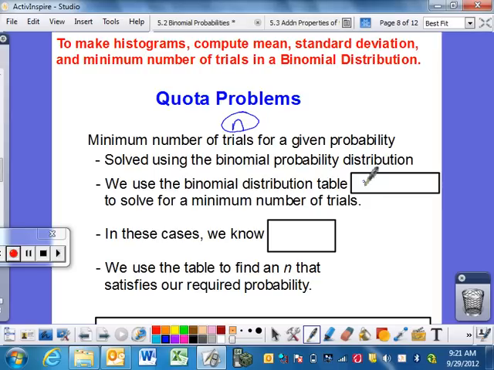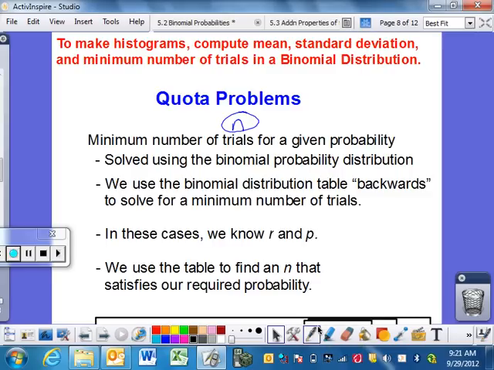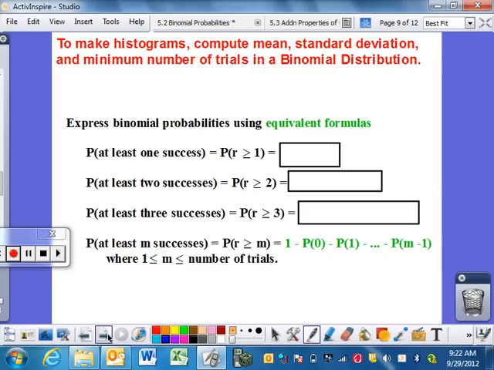We're going to use the table that you're given, the binomial table, but we're going to use it working backwards. In these cases, we know your r and your p. So we know the number of successes we need, and I know the probability of a success, and that's basically it. It's going to be kind of a game to work backwards to figure out the smallest number n that satisfies our requirements.